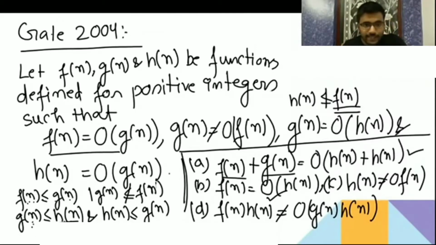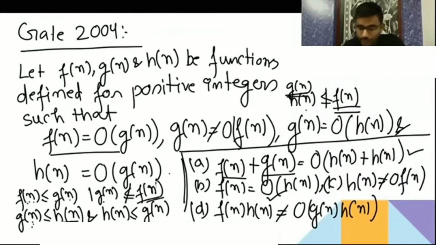If you take Hn, Hn is greater than or equal to, so you can assume it as Gn. Let me check in the option. Yes, it's correct only. It's true only. Hn is not greater than Fn. You people get confused. Here, in place of Hn you can write Gn. Gn is not smaller than Fn.